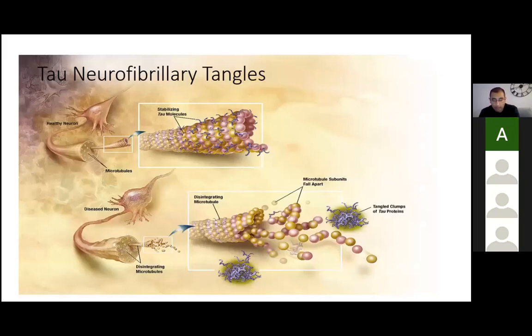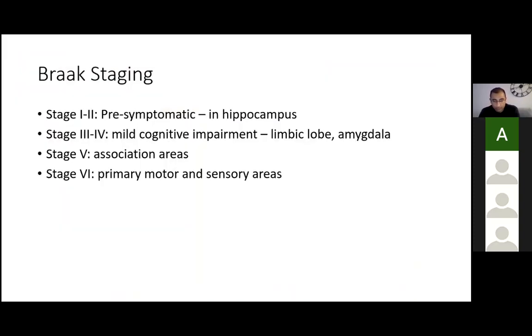So tau is basically a protein that helps in nerve conduction. It's usually unphosphorylated, whereas in Alzheimer's disease it's hyperphosphorylated, and therefore you get these neurofibrillary tangles of tau. The staging system used for Alzheimer's disease is the plaque staging. So you get pre-symptomatic, mainly in the hippocampus, and then it moves on to involve more of the brain.